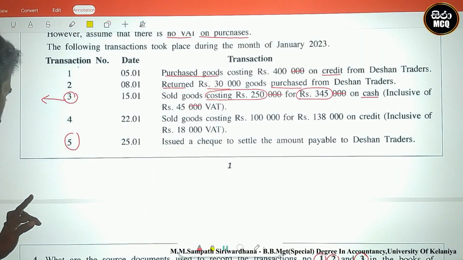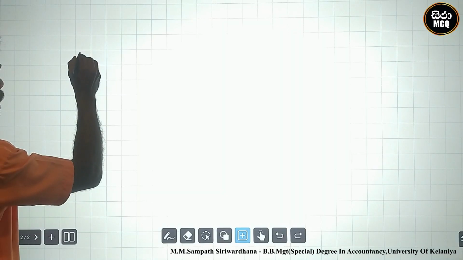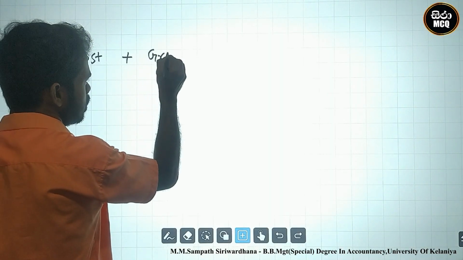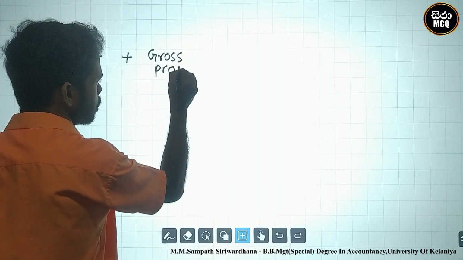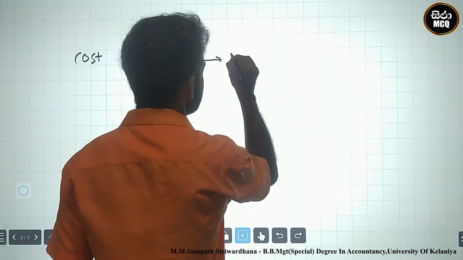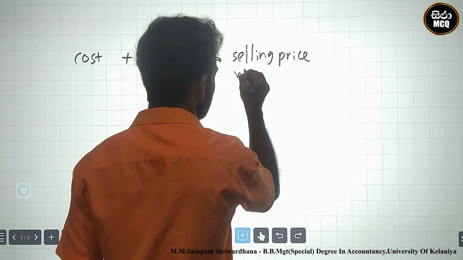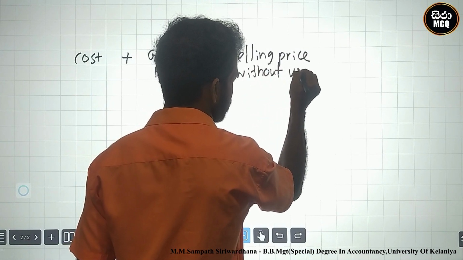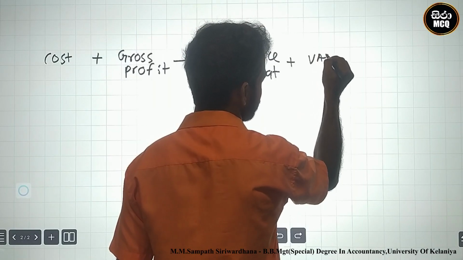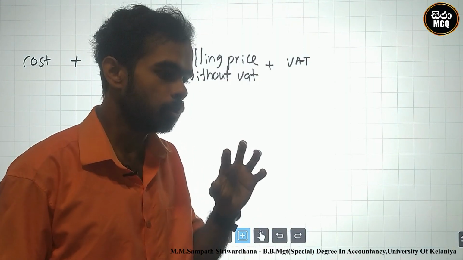Look here, we must create a schedule. At the sales point we can create this schedule: cost of the stocks plus gross profit. After that we can identify the selling price without VAT. After that we can add the VAT amount, and then identify another selling price, included VAT.